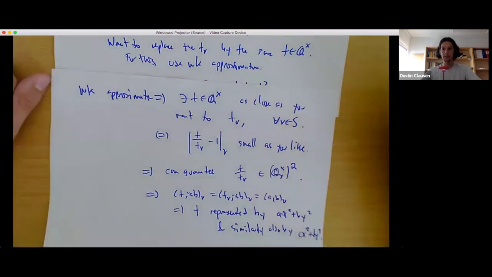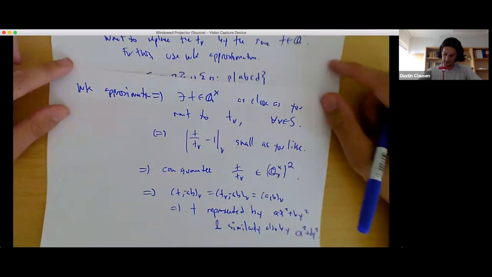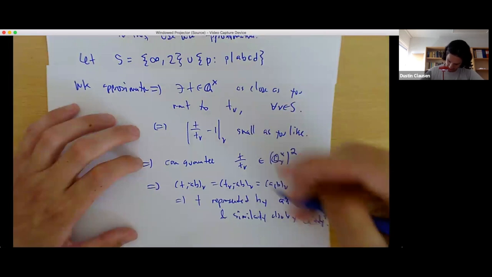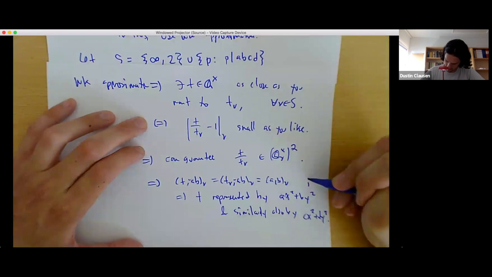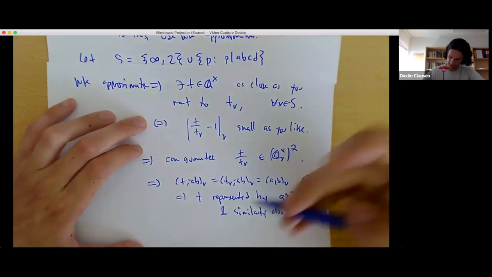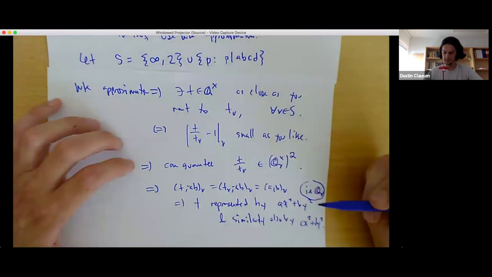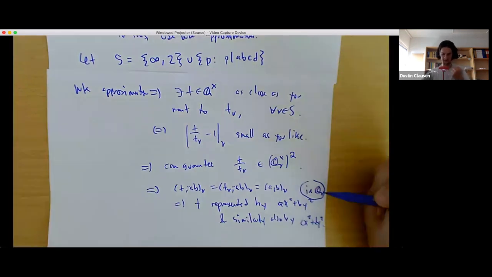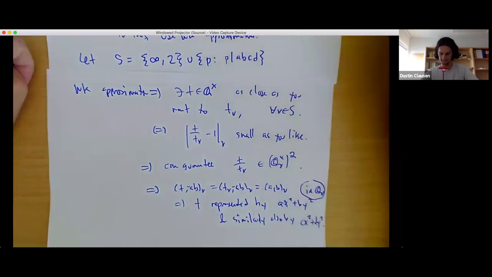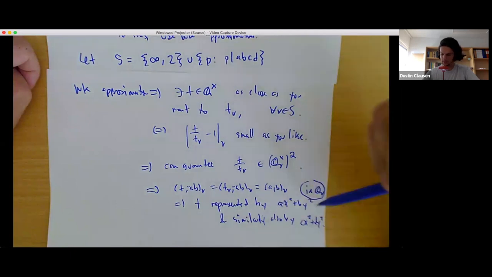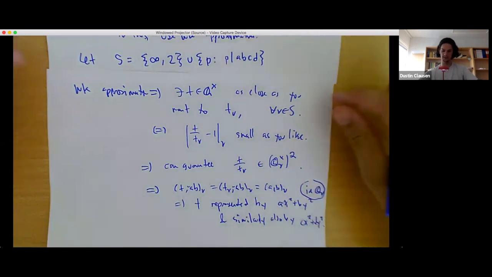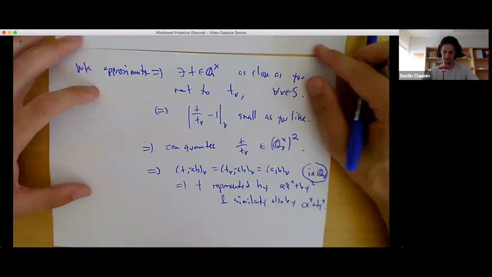I should be really careful because everything here is a rational number, so I mean in Q_ν. So it's represented in Q_ν by ax squared plus by squared, meaning you can find x and y in Q_ν such that t equals ax squared plus by squared. So we've guaranteed that our number t is represented by ax squared plus by squared in Q_ν for these exceptional places ν, but what about all the other ones? We have to be able to control those as well.